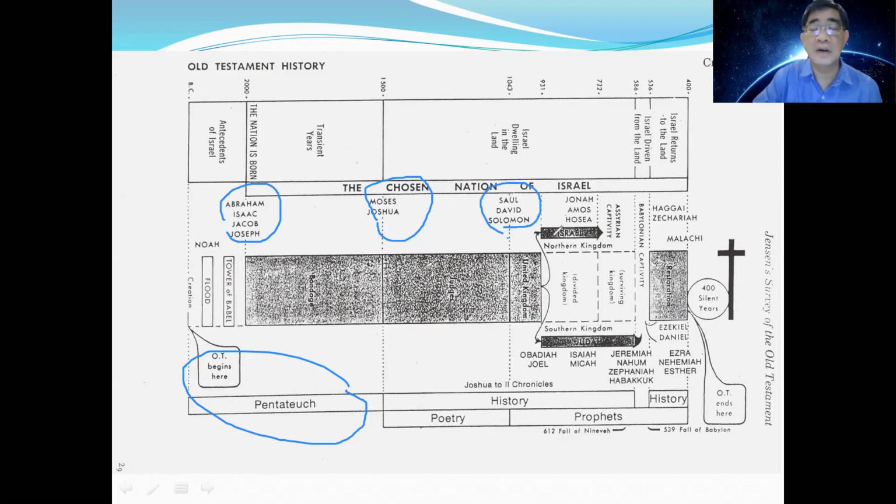So what happened is, you can see here the United Kingdom. After Solomon, his son Rehoboam faced a rebellion in the north, and so the kingdom split. That's why you see the split here, north and south. The northern nation is called Israel, and so Israel went into captivity. You can see here the Assyrian captivity.